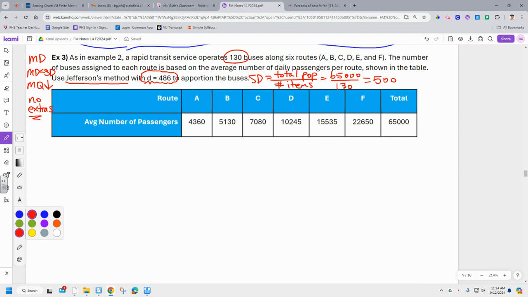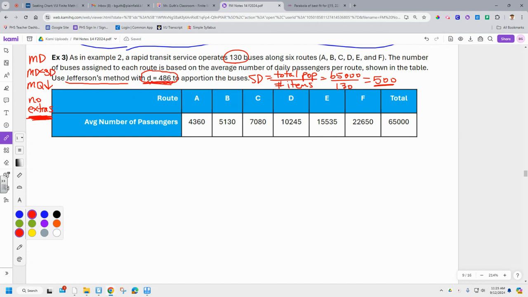But in order to get no extras, we have to modify that divisor. We're going to pick a different number that's close to 500 and divide by that. And finding that number is the hard part, but we find that number that leads us to having no extras. So we would just have to guess. If the modified divisor is less than the standard divisor, we're just going to have to guess something that's less than 500. Well, not in this case, because they told me what to use.